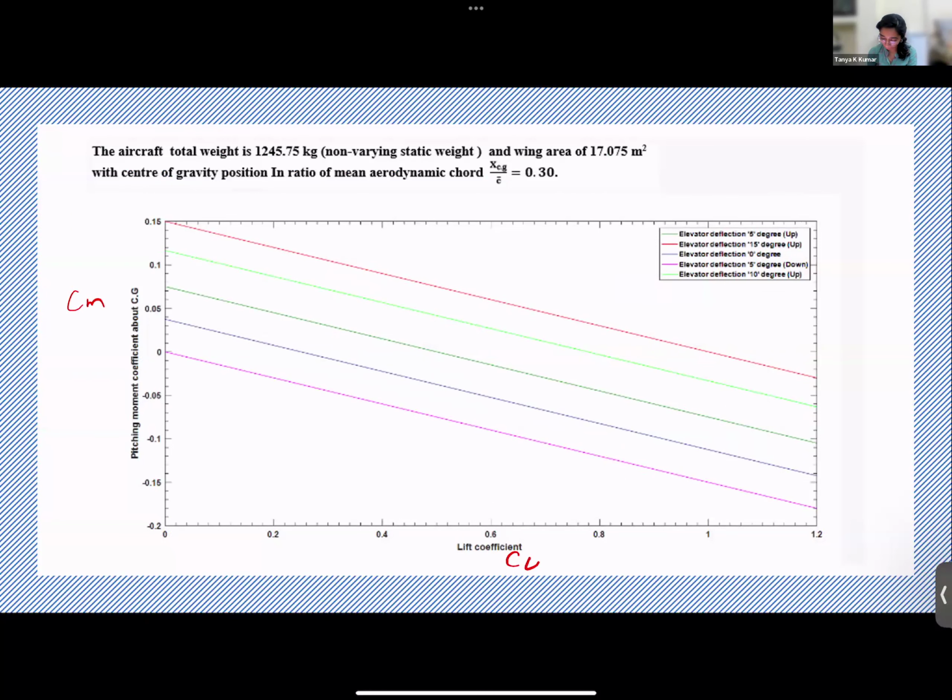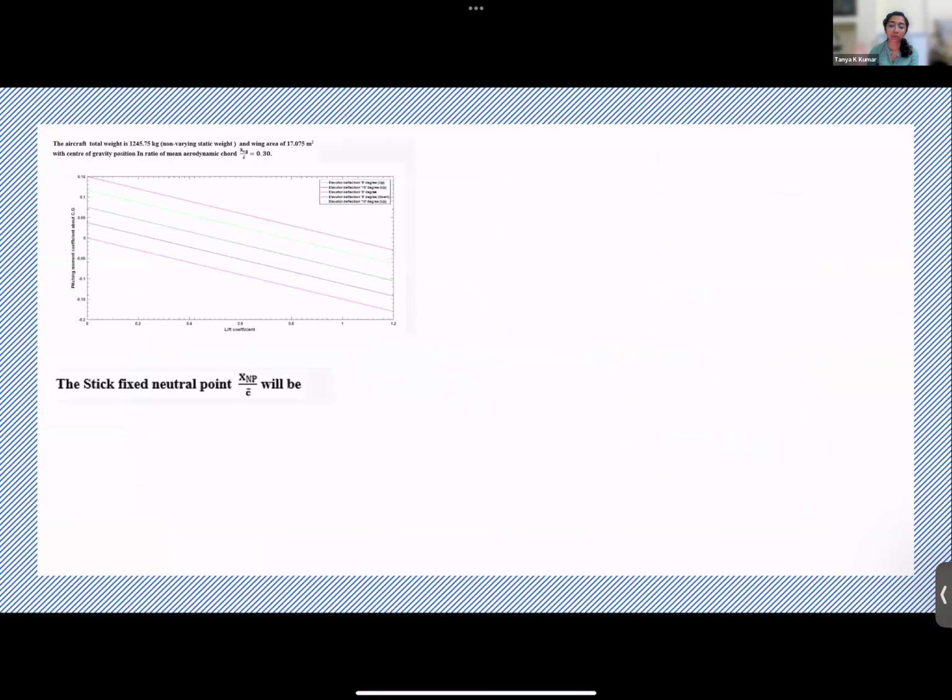Now look at the questions. Find the stick fixed neutral point. How will we do this? Take a minute or two to solve this.